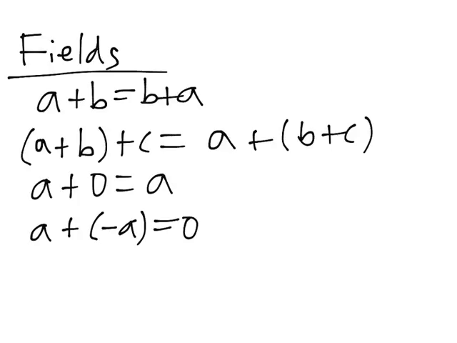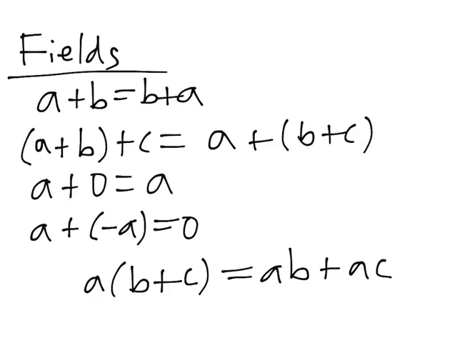And the same properties hold for multiplication if we replace 0 with 1 and minus a with 1 over a whenever a is not equal to 0. And finally, a field has to satisfy the distributive property. So a times (b plus c) is equal to a times b plus a times c. An interesting fact is that the rational numbers also form a field. However, just the integers do not. Can you figure out which rule the integers break?